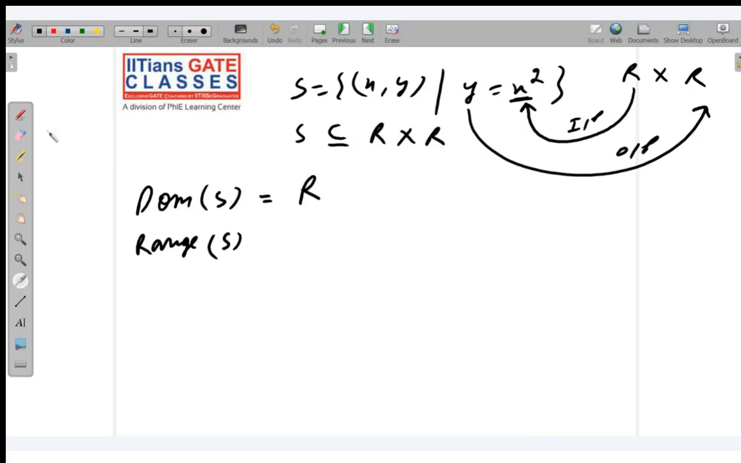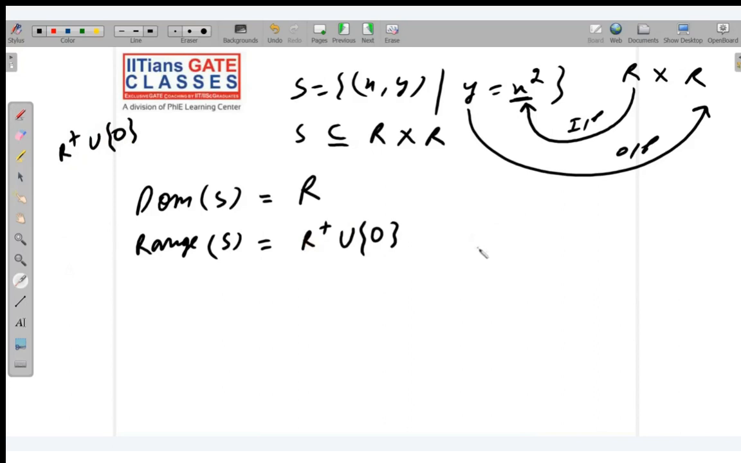So for the range of S, many students will write R plus, but no, R plus is not the answer. You should say union with a set like this, {0}. And you should not say like this, R plus union 0. No, this is wrong. 0 is an element. It is not a set. So write it in set format like this. Because union can be done by two sets. This is one set, this is another set. You are doing union of these two. So write like this properly. So range of S is this.